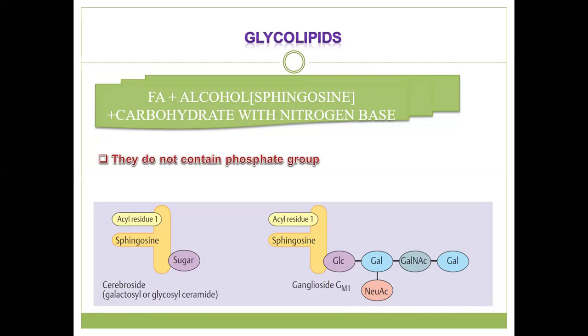When just one sugar like galactose is attached to that carbon, it is called cerebroside. But when we have an oligosaccharide, more than one carbohydrate or more than one monosaccharide attached by a glycosidic link, attached to that carbon where the phosphate group is supposed to be, as in the case of phospholipid, we call it ganglioside.